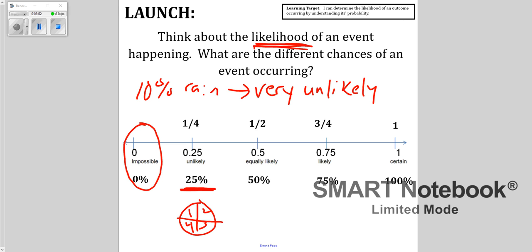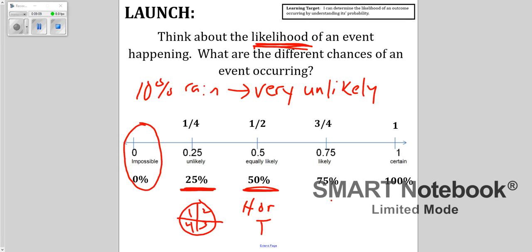If something has a 50% chance, that would be equally likely because, for example, a coin, heads or tails, you don't know which it's going to be. It could be either, but they're equal. 75%, that would be likely. It's probably going to happen.